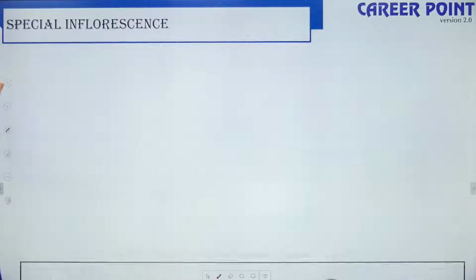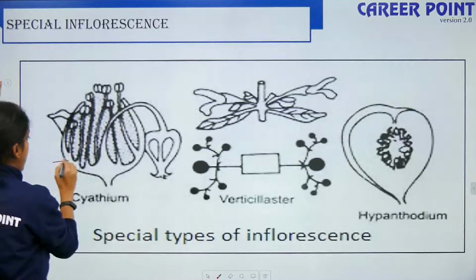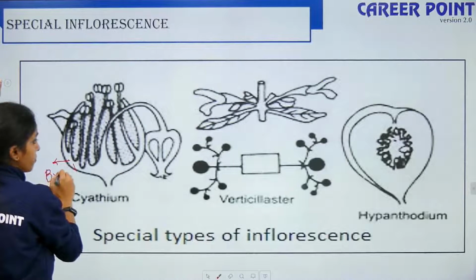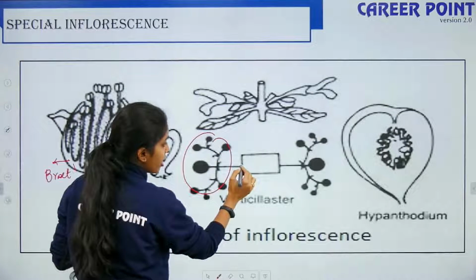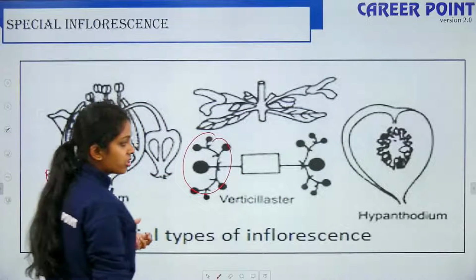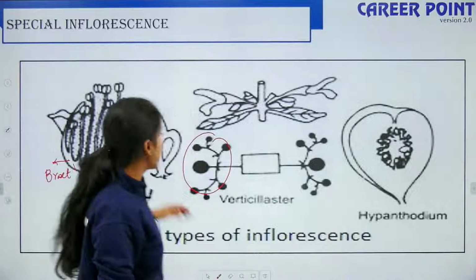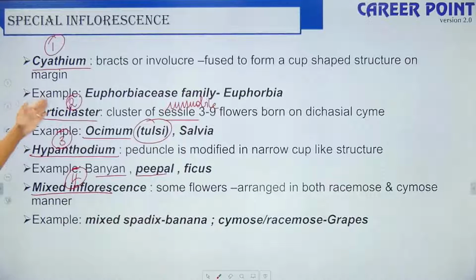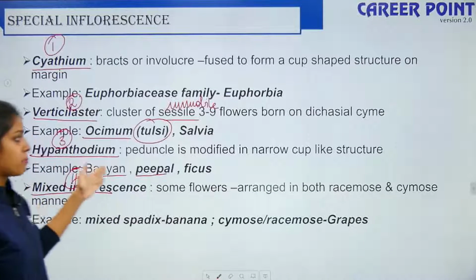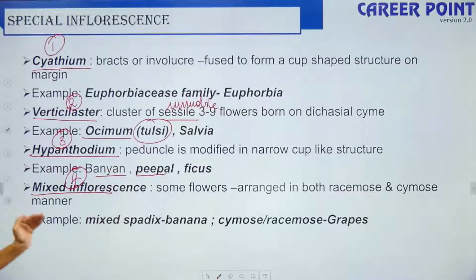So now we have your xanthium. It is cup shaped like this. So the bracts form a cup-shaped form, and this is your verticillata. You have a cluster of flowers. You have 2 branches. So this is your verticillata. Then hypanthodium. So what happens in your hypanthodium? So that is your tulsi plant, right? So hypanthodium is your banyan. So you have a narrow cup-like structure, and then you have mixed inflorescence.